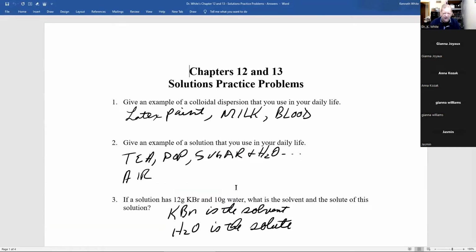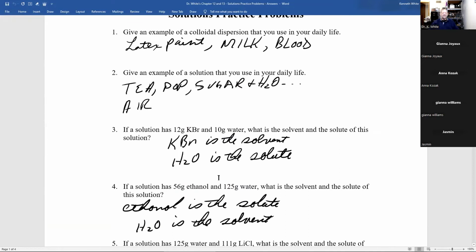All right, let's go through some questions. Give an example of a colloidal dispersion used in your daily life. Examples of that would be latex paint, milk, or blood. Give an example of a solution that you use in your daily life. There's a lot of them.